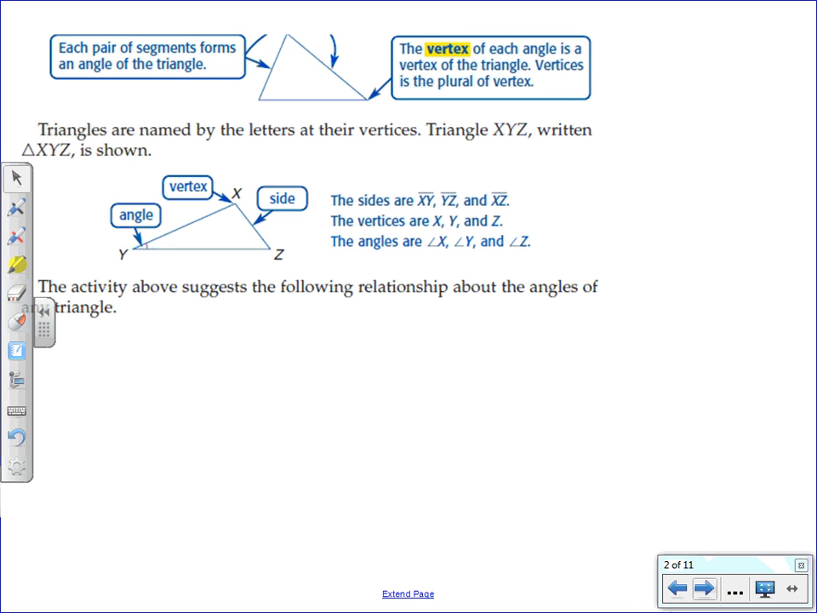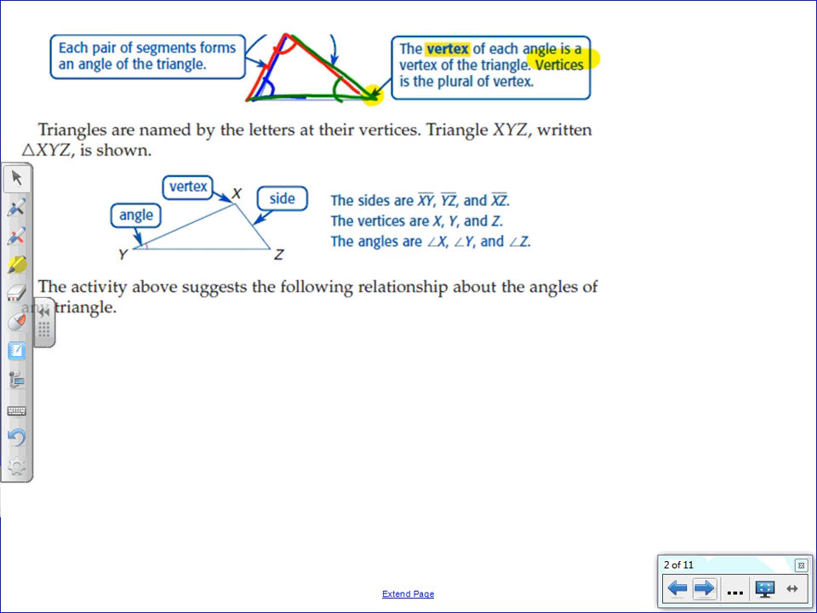Okay, here's another picture. Each pair of segments formed an angle, right? This pair of line segments forms this angle. This pair of line segments forms another angle. And this pair of line segments form a third angle. And the vertex of each angle is the vertex of the triangle. So these points that we learned as vertexes just for angles are also the vertexes of the triangles. And here we get a new word. The plural of vertex is vertices.